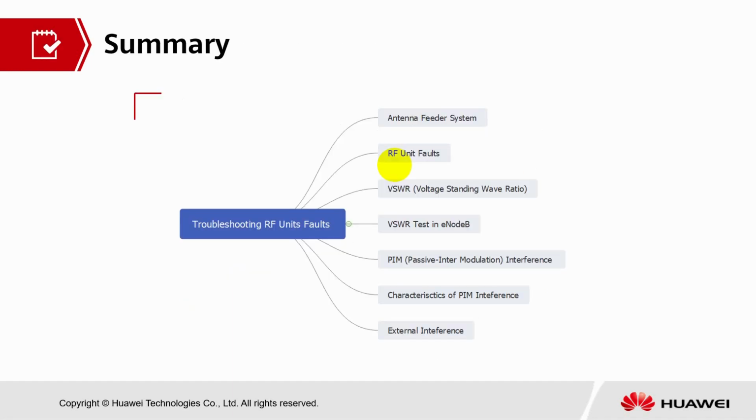So for this section on troubleshooting RF unit fault, part 9, we have discussed the antenna feeder system, RF unit fault, VSWR, VSWR test in E-node B, PIM, what PIM intermodulation interference is, what the characteristics of PIM interference are, and last but not least, we have also understood the concept of external interference.